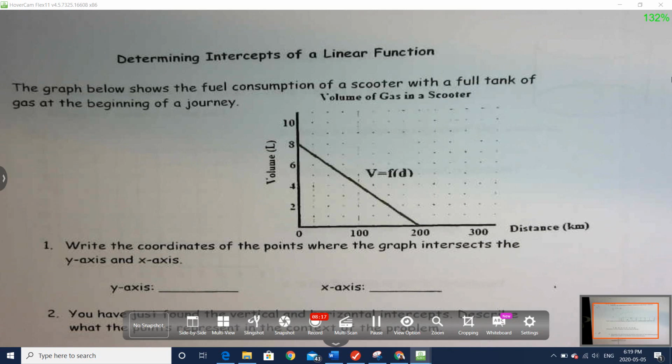Next up, we're going to take a peek at determining intercepts of a linear function. So in order to do that, here we've got a fuel consumption of a scooter with a full tank of gas at the beginning of a journey.